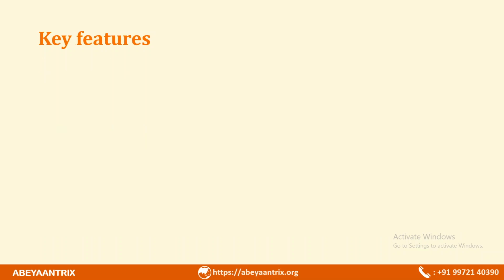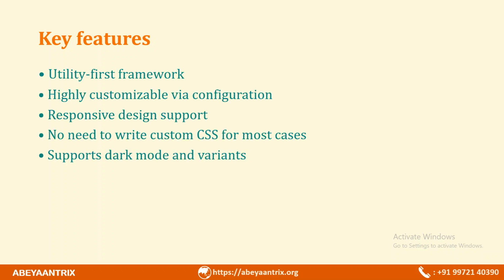Okay, so next we'll understand the main key features of Tailwind CSS. Let's talk about why Tailwind is so powerful. First, it's a utility first framework, meaning you build designs using small single purpose classes. It's highly customizable through configuration files, has built-in responsive design support, and even includes dark mode variants. The best part is you rarely need to write custom CSS. So easily you can add this dark mode variant without writing custom CSS.